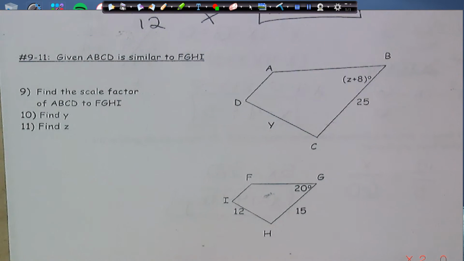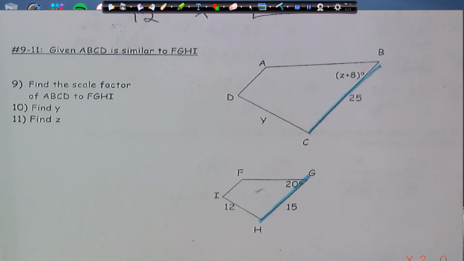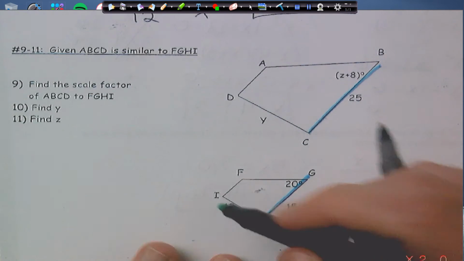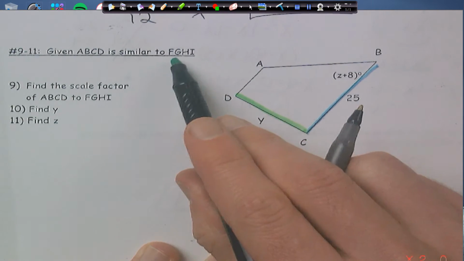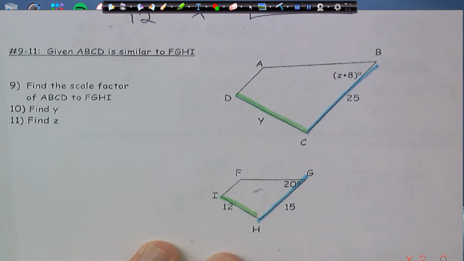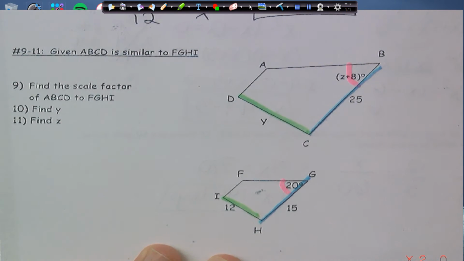Number 9 through 11. Okay, they're similar figures, so we know that BC right here is going to line up with GH, and we know that IH is going to line up with DG or DC, and that's given to us in our similarity statement, and it physically looks like it. And then remember, angles are congruent, so these angles are congruent. Okay, so that will help us out. So first we got to find a scale factor.